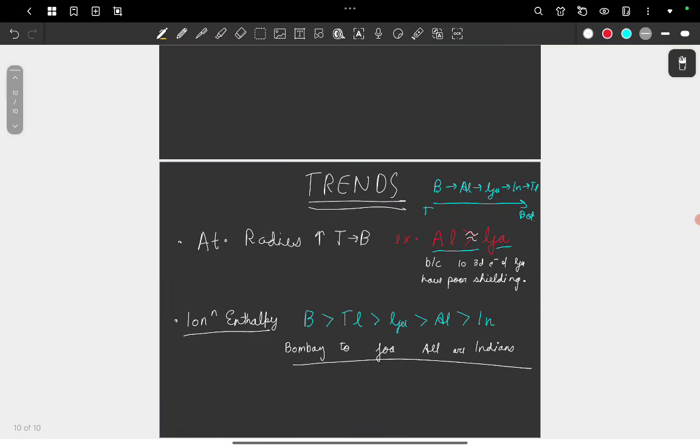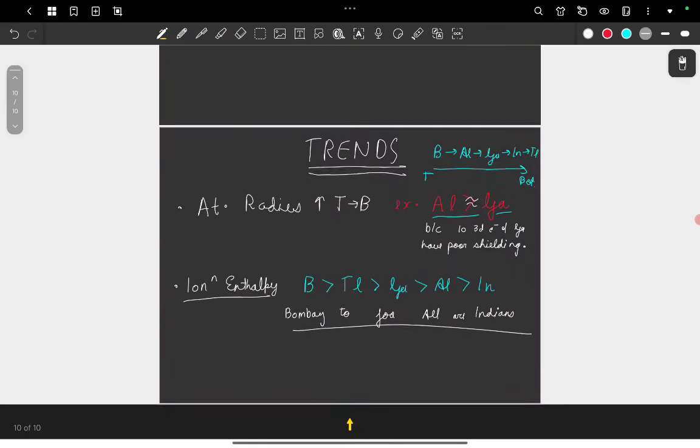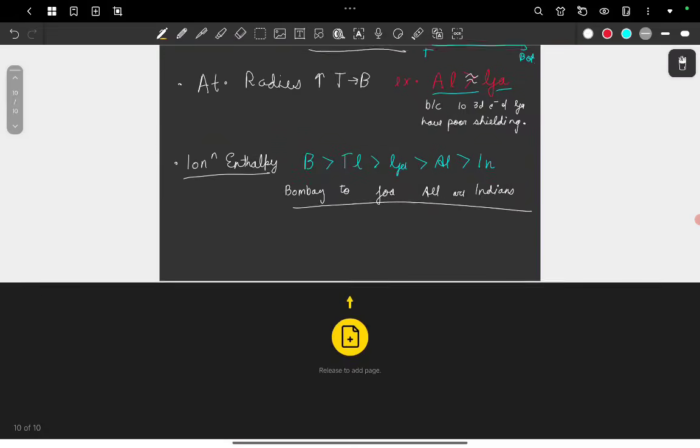Some patriotism with P block. Such a nice combo. So remember this order for ionization enthalpy.